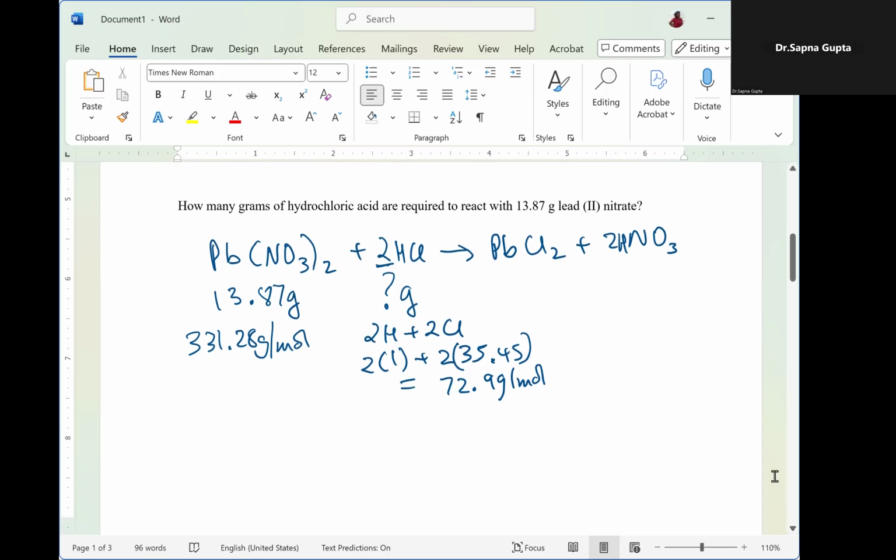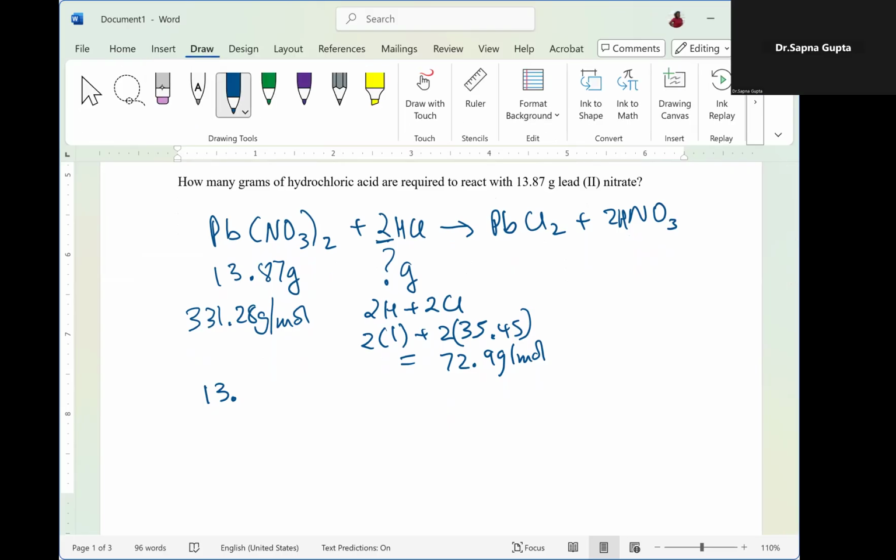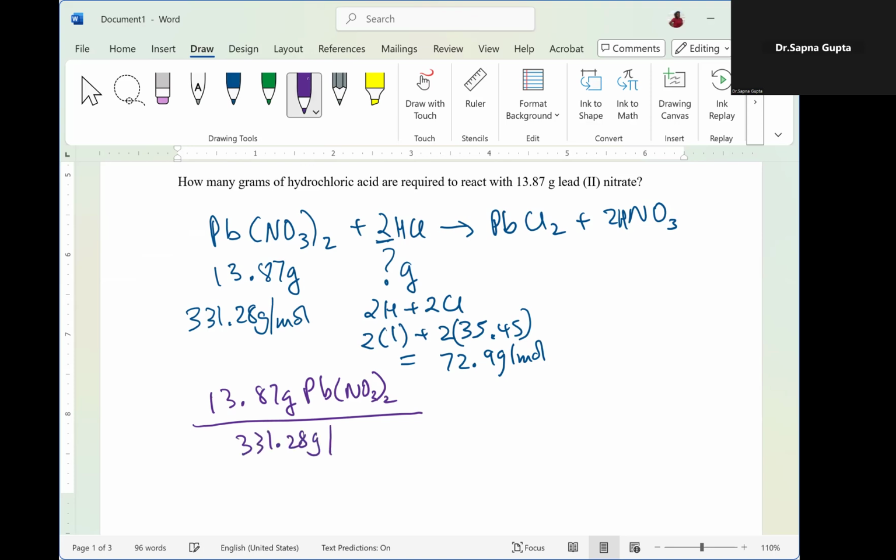Okay, so because I need to find out how many grams I need of that. Okay, so again, we have to start with what we know, what we know is the lead nitrate. So again, we have the 13.87 grams of lead nitrate. Okay, fine. I will go ahead and change the color. So that will help us a little bit. And then divided by, again, the 331.28 grams per mole. Now, remember again, 1 goes right here, right? And again, this is the 1 mole. Why is it? Because this is the coefficient.